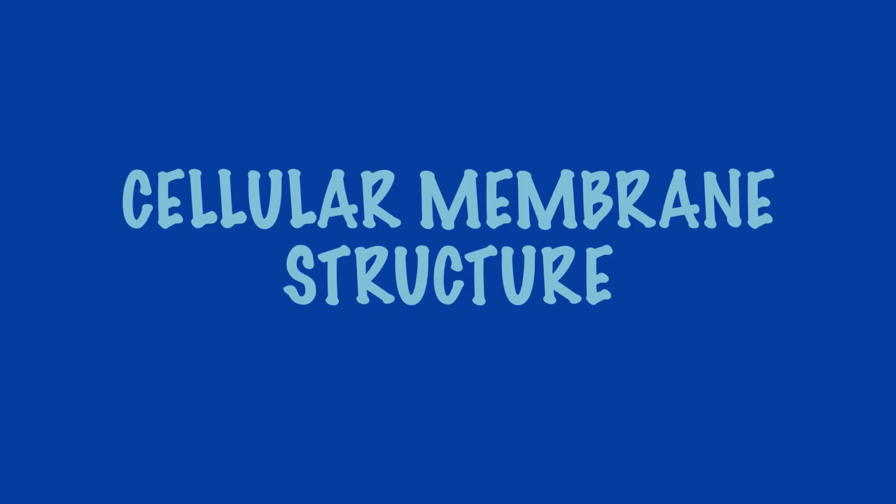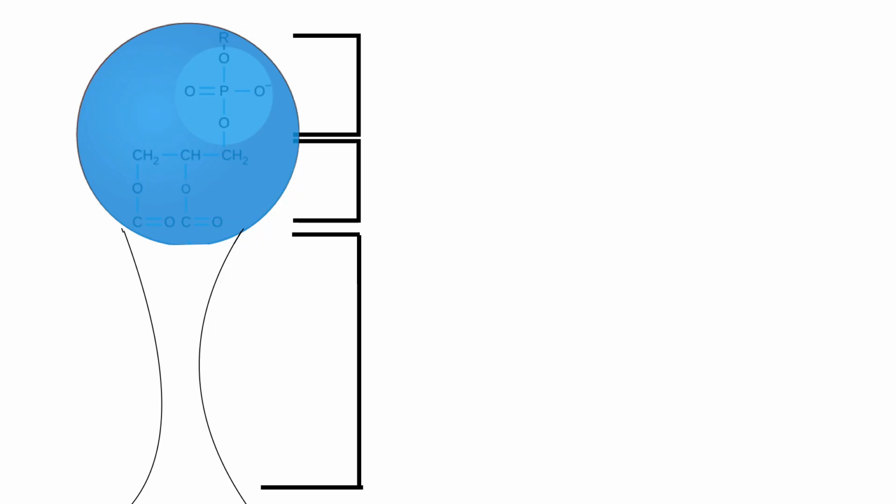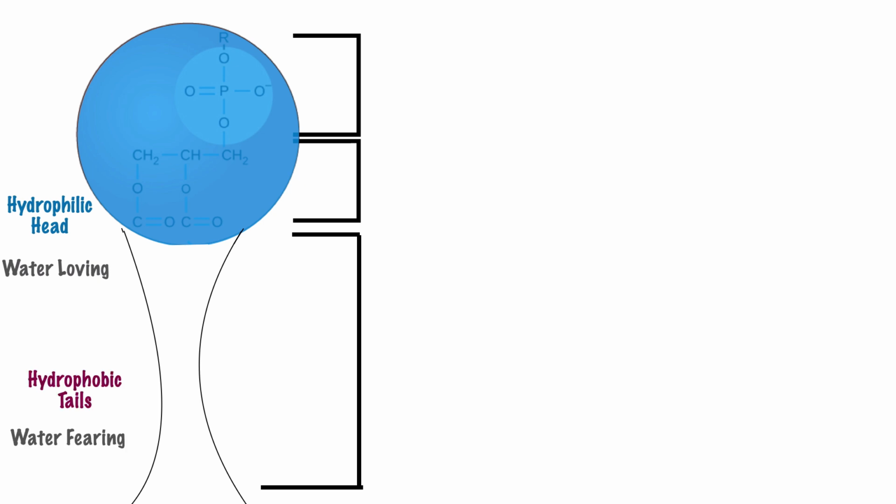Now, let's take a moment to investigate the structure of the cellular membrane. At the cell membrane, we have two major components. First, we have the hydrophilic head, which is known as the water-loving portion, and then we have the hydrophobic tails, which is referred to as the water-fearing portion. And if we investigate these further, we'll see that within the hydrophilic head, we'll find a phosphate group and glycerol, and that the hydrophobic tails include one saturated fatty acid and one unsaturated fatty acid.